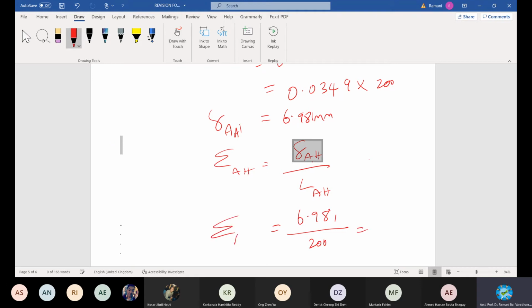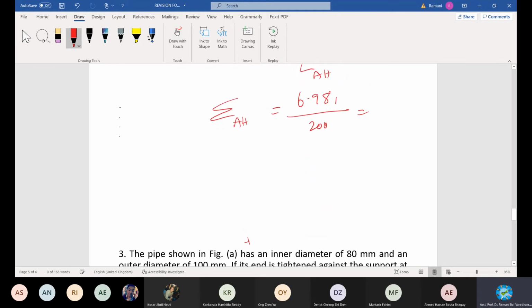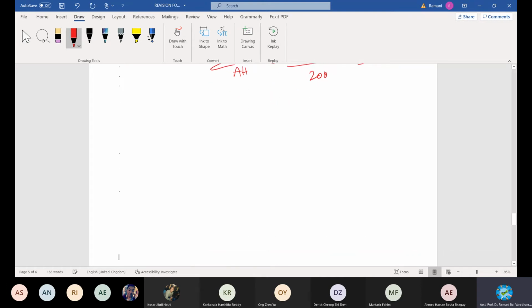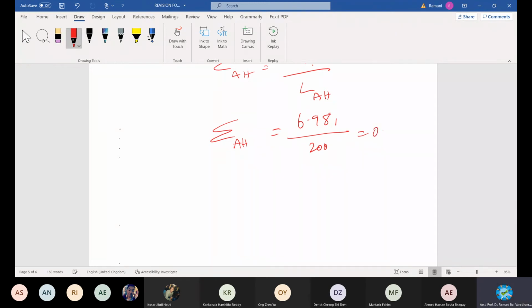This is the number one answer. Can you similarly find out the remaining? Just follow the triangle. You can conveniently substitute the values. What is the answer? Hassan, last time also you didn't answer. 0.0349 mm per mm. This is strain, right? So the unit will be mm over mm. Just write it like this: change in length to the original length.